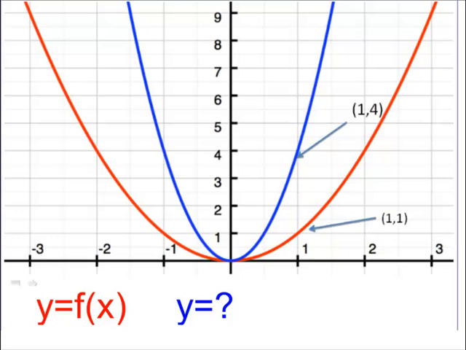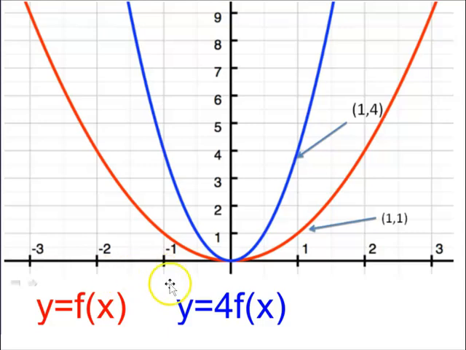Now try this example, press pause and have a go at it. Then when you're ready for the solution, press play. Notice that the point 1, 1 has now become 1, 4. So the graph is y is equal to 4 f of x because the y value was multiplied by 4 and the x value remained the same.